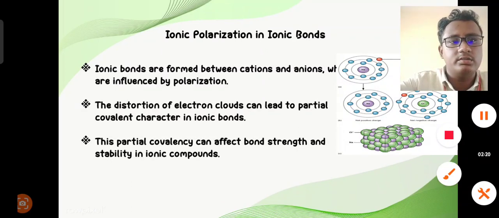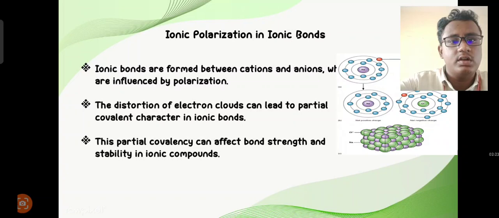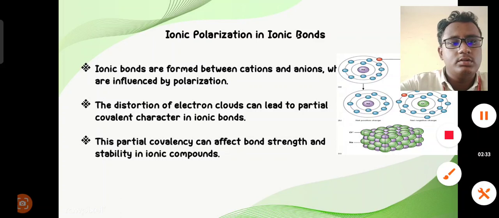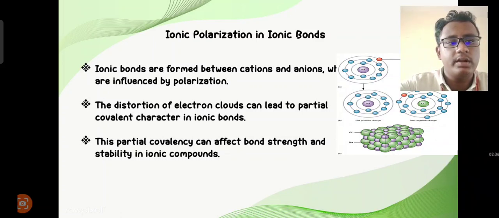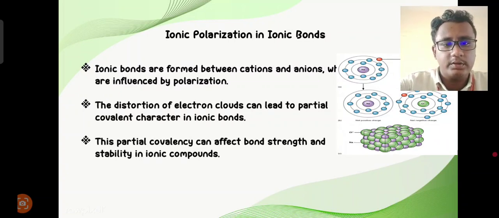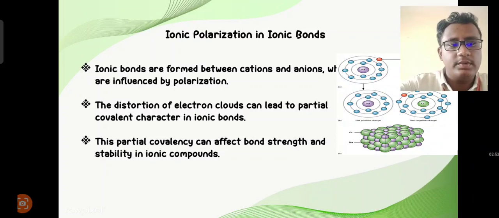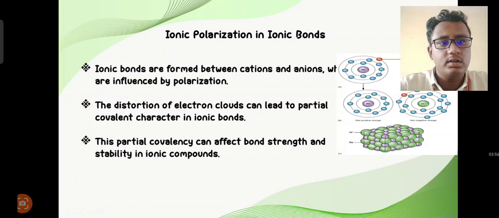Ionic polarization in ionic bonds. Ionic bonds are formed between cations and anions and are influenced by polarization. The distortion of electron clouds can lead to partial covalent character in ionic bonds. This partial character can affect bond strength and stability in ionic compounds. Here is the picture of ionic polarization in ionic bonds.